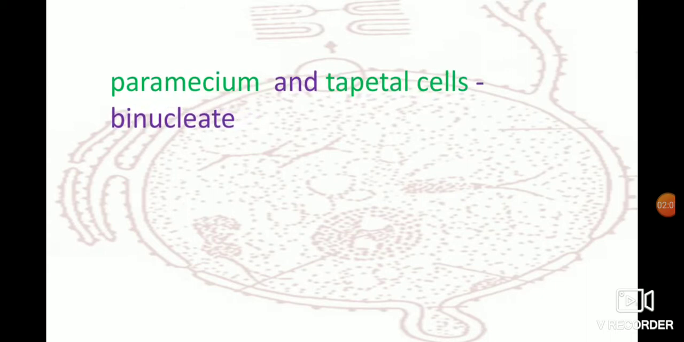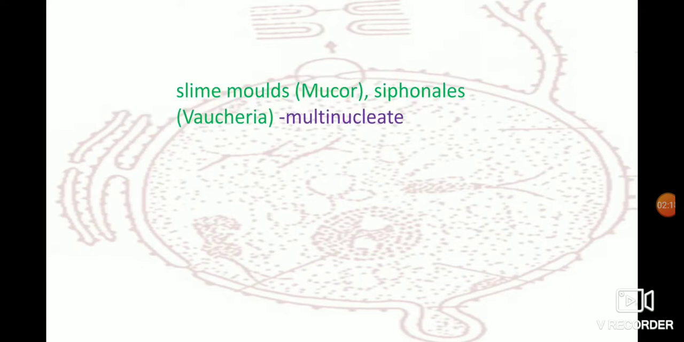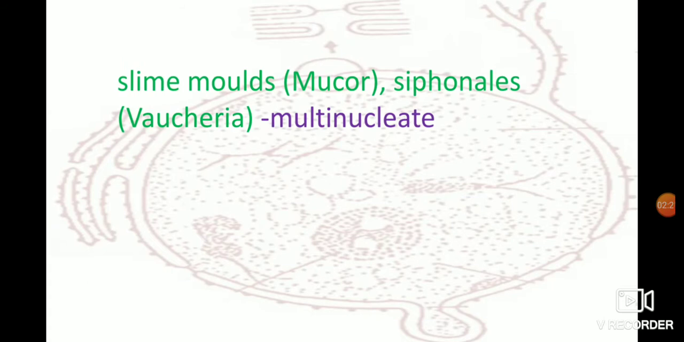Some organisms like paramecium and the tapetal cells of plants have two nuclei, and this condition is called binucleate condition. Some organisms like slime molds and siphonales have more than two nuclei. This condition is called multinucleate condition. The multinucleate animal cells are called syncytial cells, for example, the epidermal cells of ascaris, and the multinucleate plant cells are called cenocytic cells.